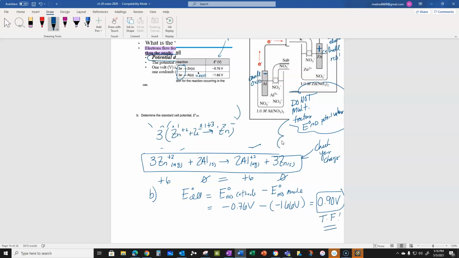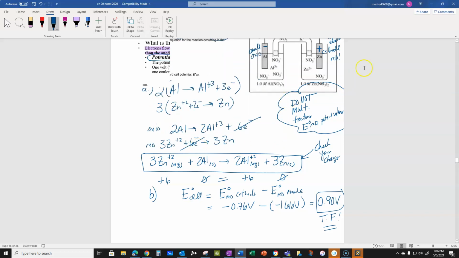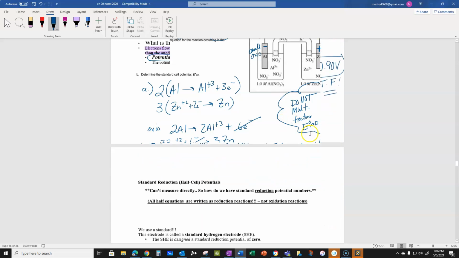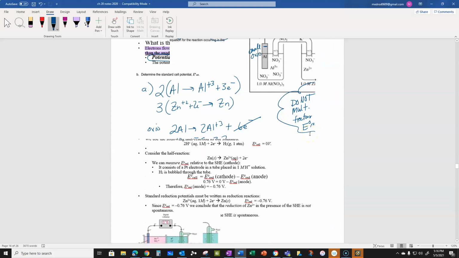We need that thermodynamically favored value because that's the point of a voltaic cell. So hopefully that makes sense to you. If you want to flip the sign, that's fine, but then you're adding instead of subtracting. Not that complex. How were these values measured over time? Well, they used what's called the hydrogen electrode. So what happens is with standard reduction, we can't actually measure them directly.